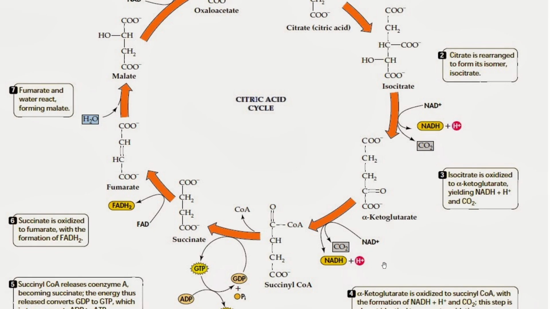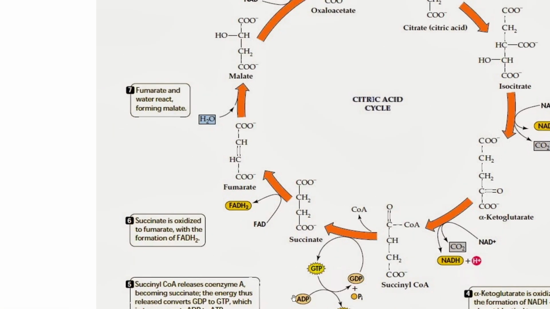Again, another carbon is released and NAD plus is reduced, giving rise to the 4-carbon moiety succinyl coenzyme A. Alpha ketoglutarate is oxidized to succinyl coenzyme A with the formation of NADH plus H plus and CO2. So NAD plus is getting reduced, but this is getting oxidized. So we say that alpha ketoglutarate is getting oxidized to succinyl coenzyme A, and NAD plus is getting reduced to NADH. This step is almost identical to pyruvate oxidation.